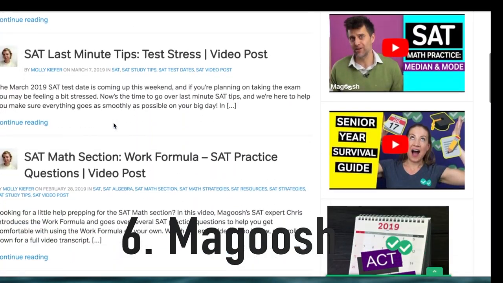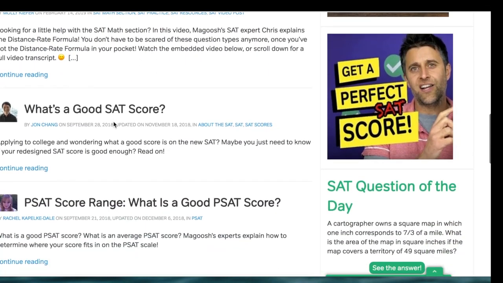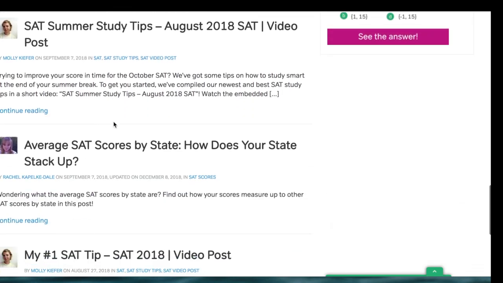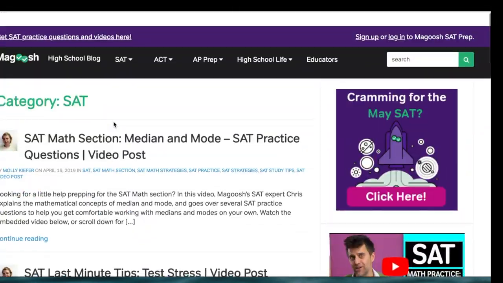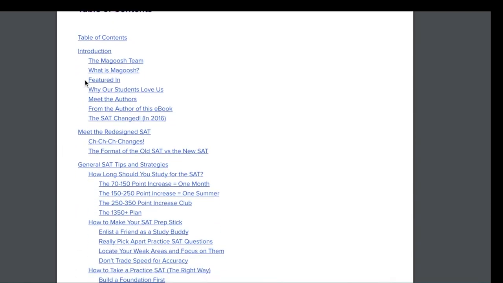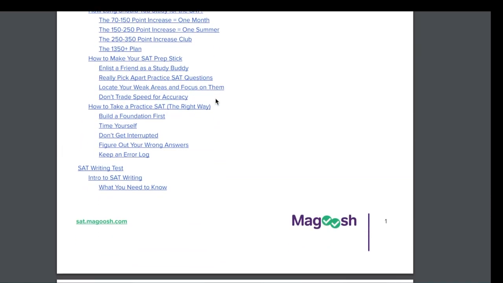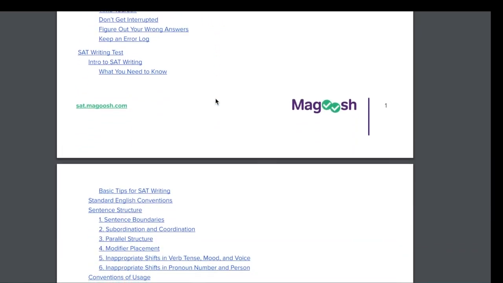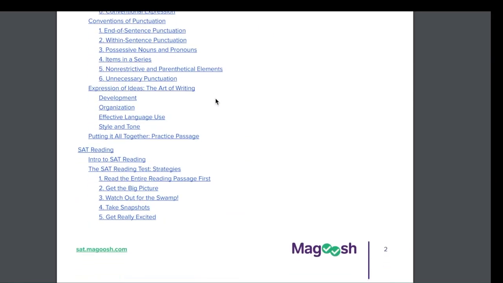The sixth and last website is Magoosh. This is really useful and I use it for practice tests, but of course it's not free at all. I use the iOS edition, so it's free to find some documents like this. This is an SAT document and I will drop the link down below.